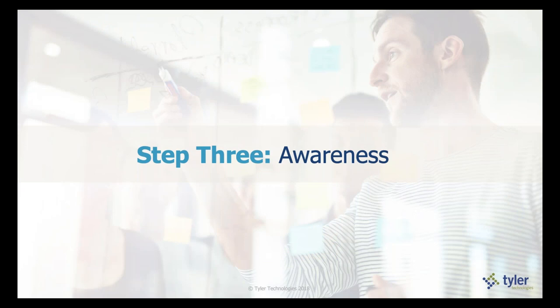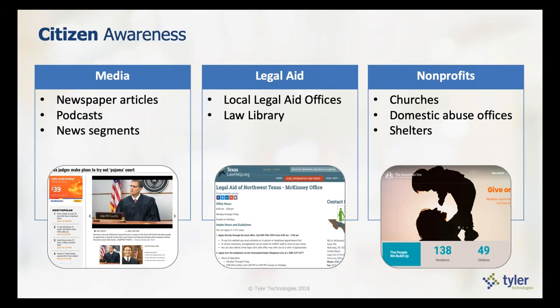All right, so step three is our awareness. The first thing you want to do is really get your citizens, the people that you serve, your constituents, engaged in this, to understand that there's a new process happening and how it works. We've given some examples. Maybe you want to do newspaper articles or news segments or podcasts.